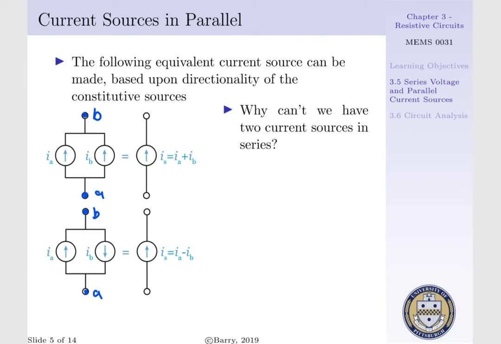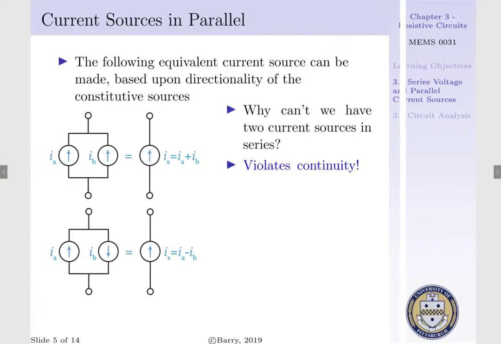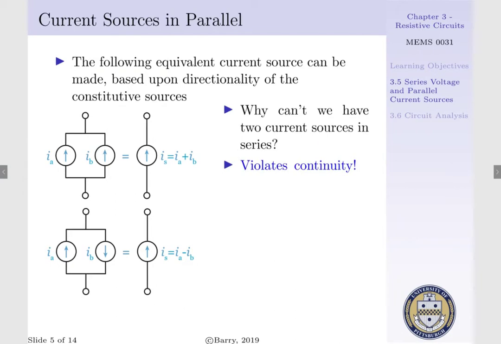Why can we not have current sources in a series configuration? Recall our continuity of charge carriers. That is, IA might be providing some amperage and IB another amperage. The current running through IA and IB have to be identical, but we cannot increase it going from IA to IB. That is to say, if we have current sources in a series configuration, it violates the continuity of our charge carrier.